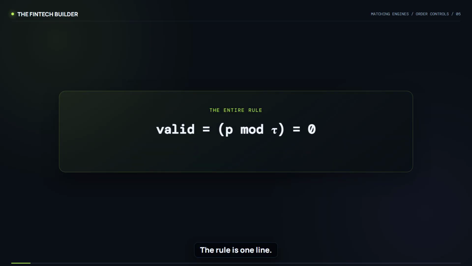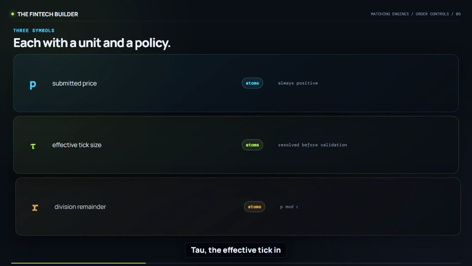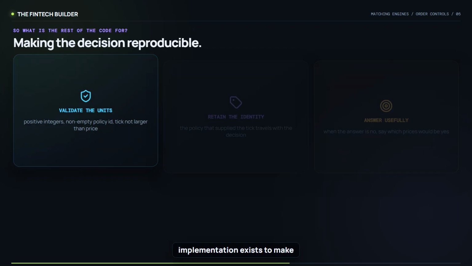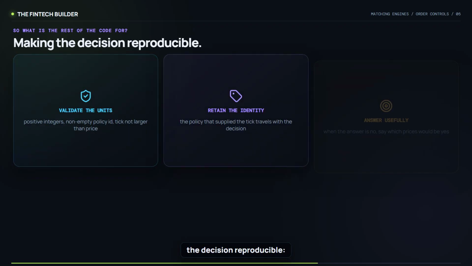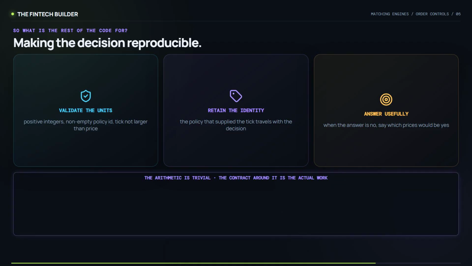The rule is one line. A price is valid when price atoms modulo tick atoms equals 0. 3 symbols carry it. P, the submitted price in atoms, always positive. Tau, the effective tick in atoms, resolved before validation ever runs. And r, the remainder in the same atoms. That is the entire mathematical content of this control. Everything else in the implementation exists to make the decision reproducible. Validating the units, retaining the policy identity, and computing what to tell the sender when the answer is no. The arithmetic is trivial. The contract around it is the actual work.